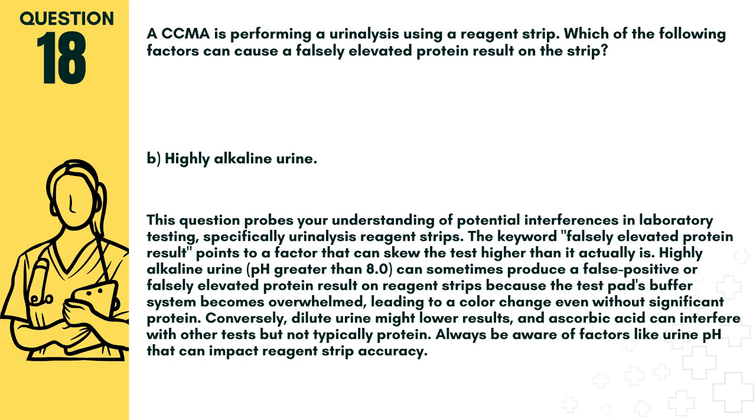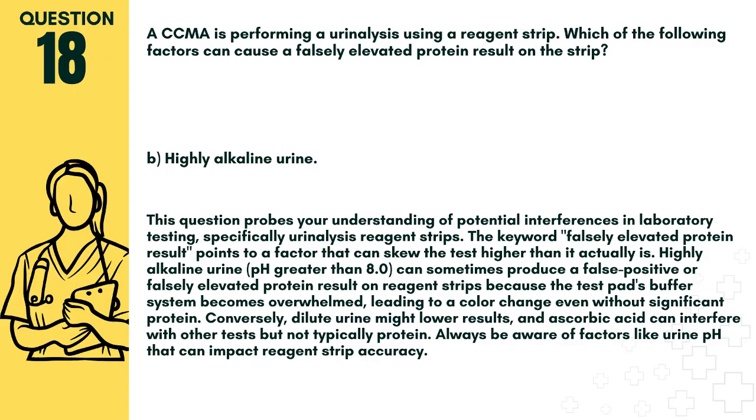Answer: B. Highly alkaline urine. This question probes your understanding of potential interferences in laboratory testing, specifically urinalysis reagent strips. The keyword falsely elevated protein result points to a factor that can skew the test higher than it actually is.